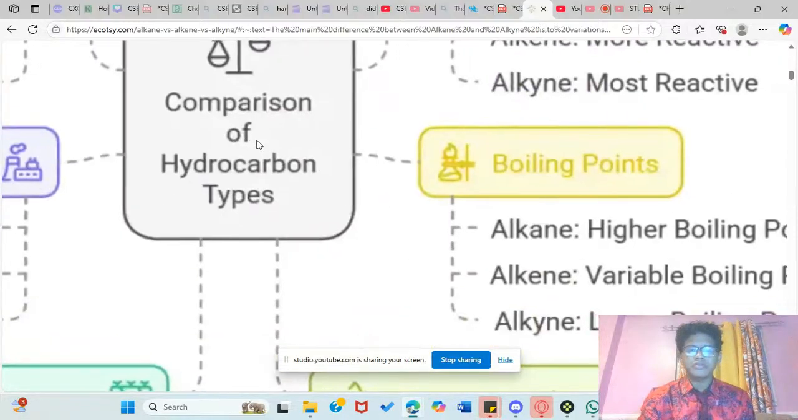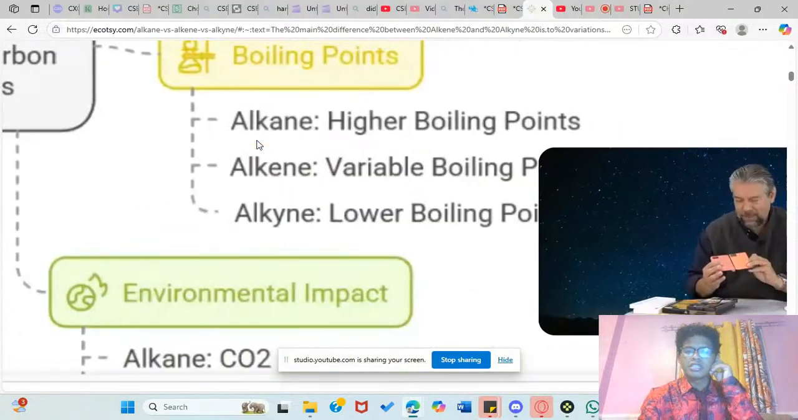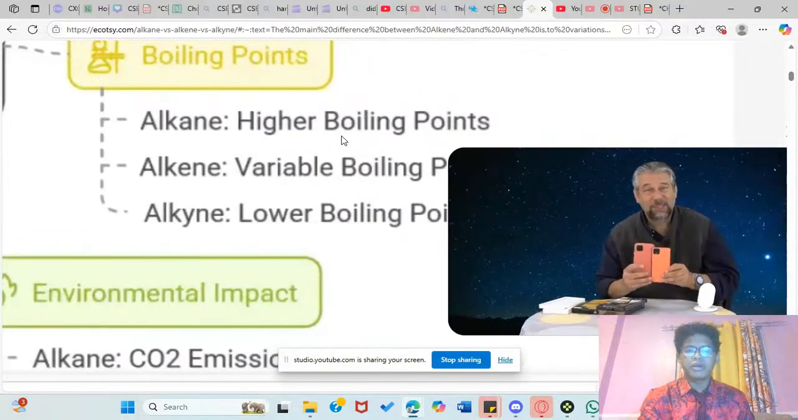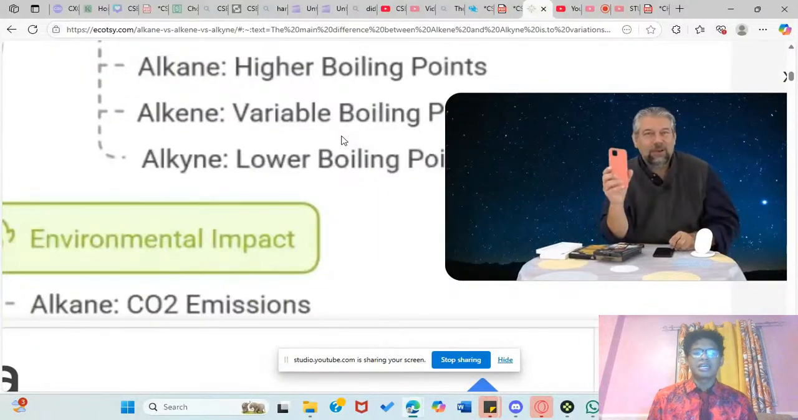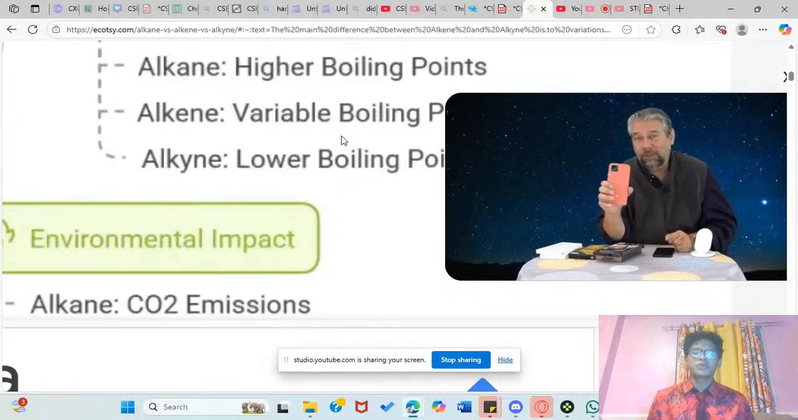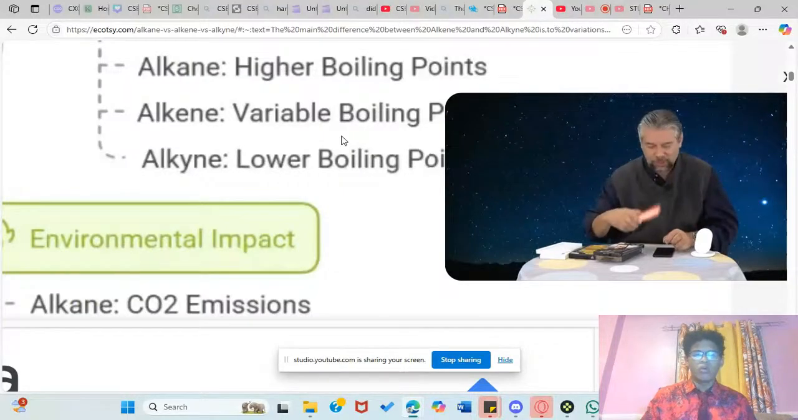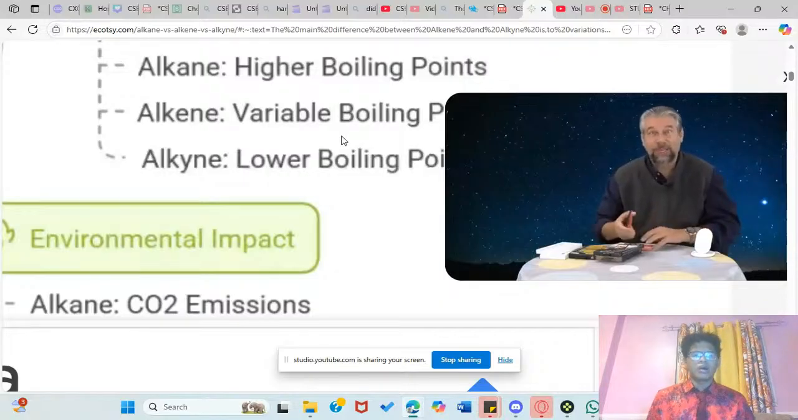So let's look at boiling points. If you look into the boiling points, alkane has the highest boiling point, alkene is variable between the highest and the lowest, and alkyne has the lowest boiling point out of all the three.